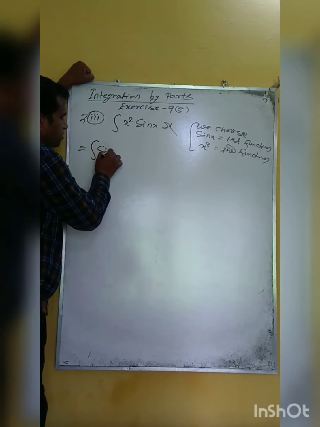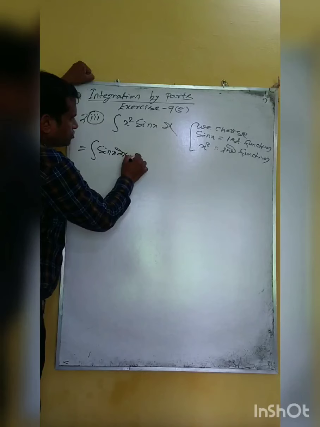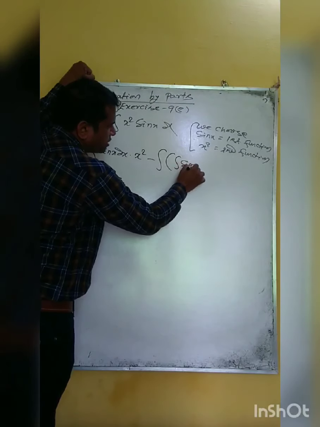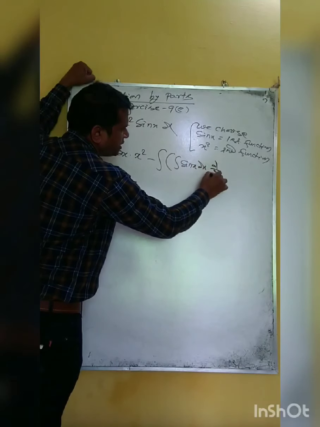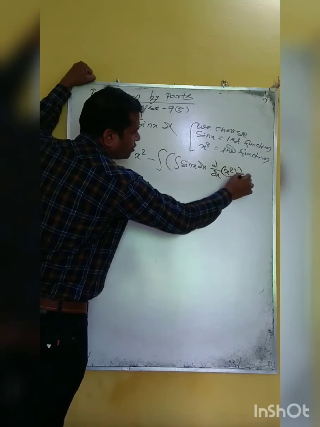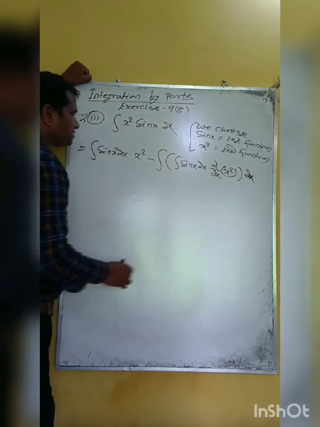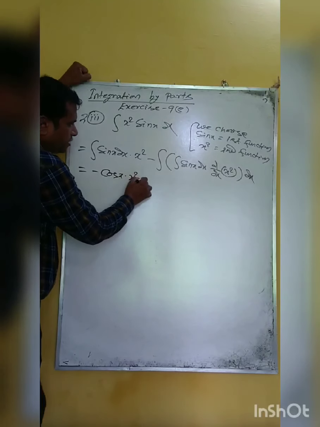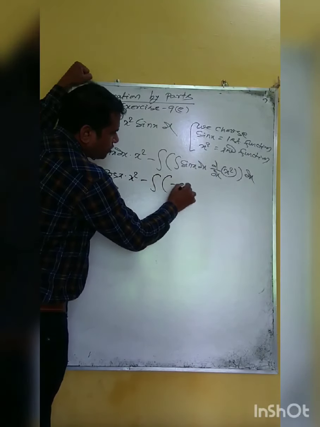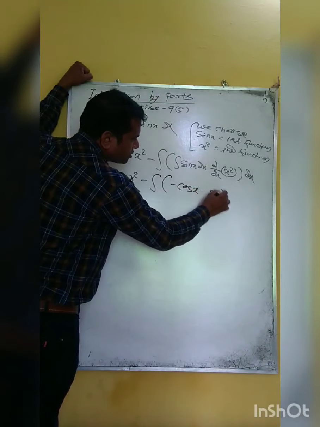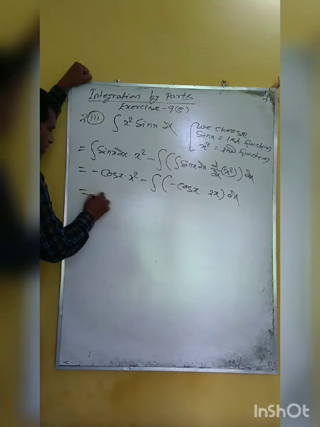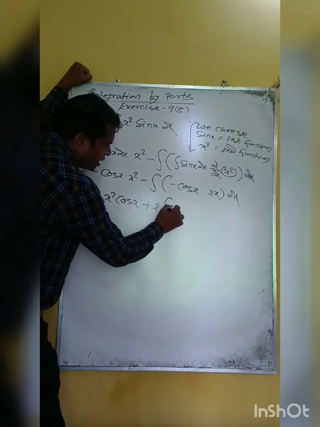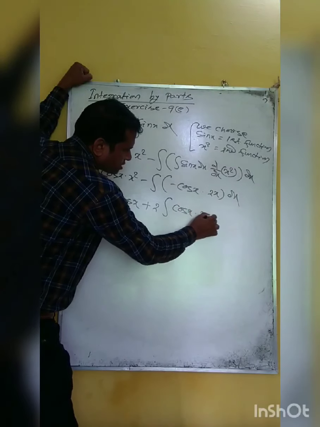Integral of the first function, that means sin x dx, into the second function x square, minus integral of sin x dx into d by dx of x square, whole dx. That is equal to minus cos x into x square minus integral of minus cos x into 2x dx, that equals minus x square cos x plus 2 integral cos x into x dx.